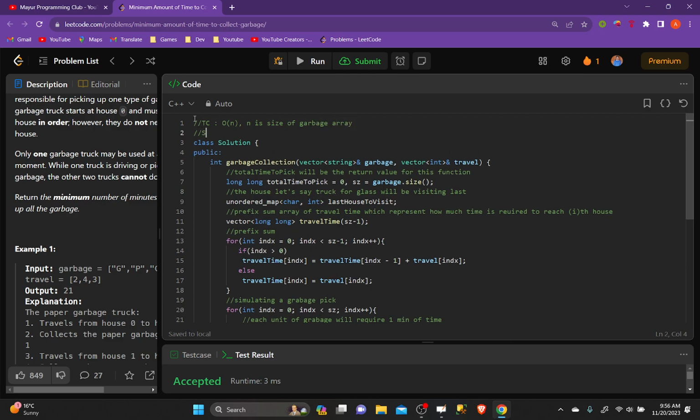And for the space complexity part, basically this unordered map will have only three entries because metal, paper, and glass are the only trucks that will be there. So if you ignore this, or if you include it also, it will take order of n space here because that space will be required to store the travel times in this prefix array. Space complexity wise, it will also be order of n.